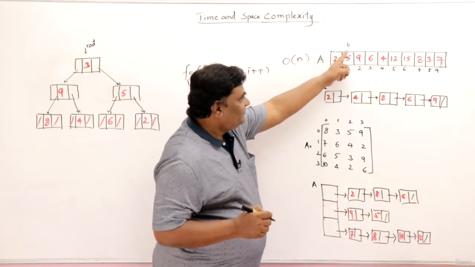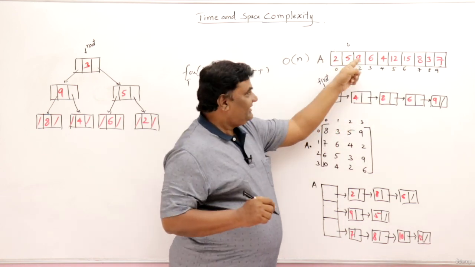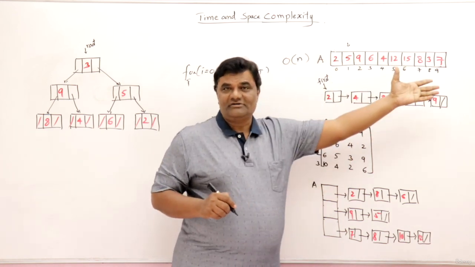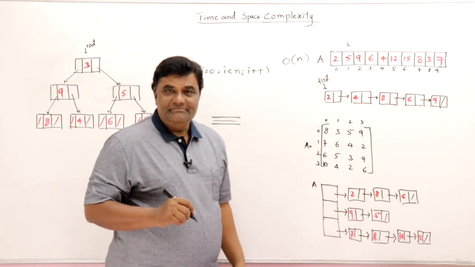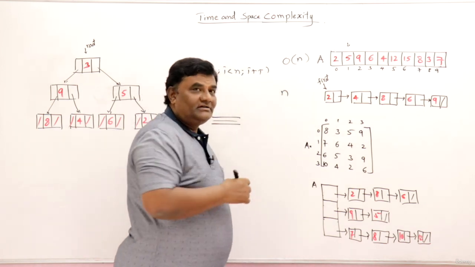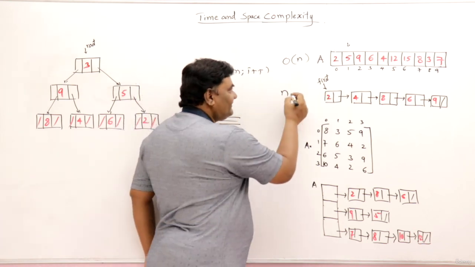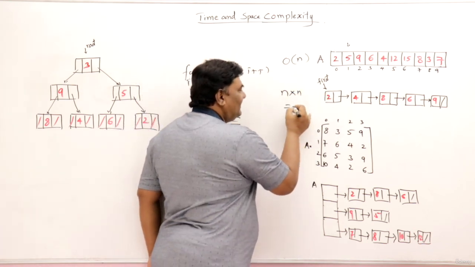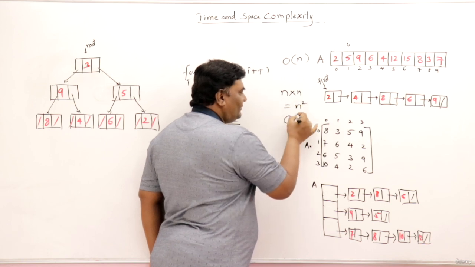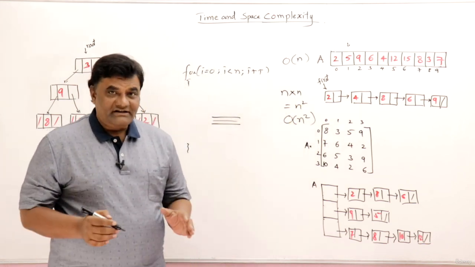So for one value it will check for all, means n elements. Then for the next value also, if it is checking for all, processing for all, then n elements. So n elements are being processed, but how many times? For each element, n elements are processed. So this will be n square. This is n into n, that is n square. So we can say order of n square. So this is another case.